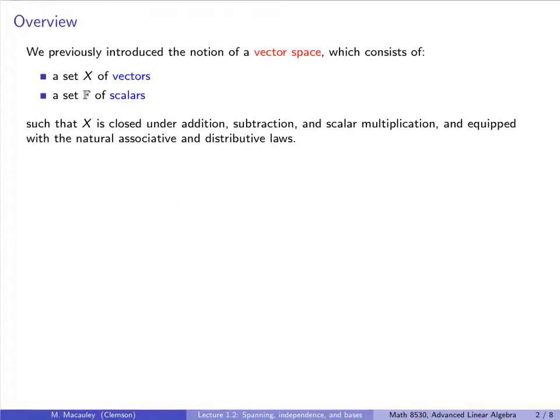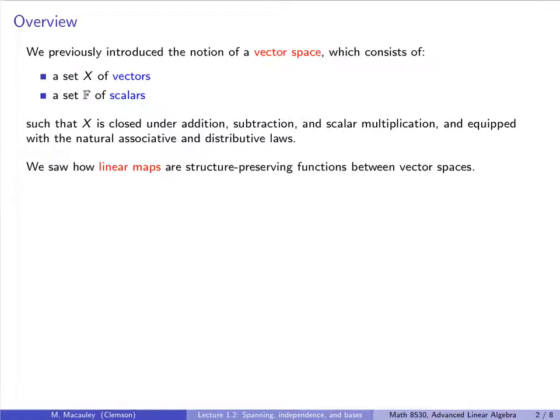We previously introduced the notion of a vector space, and this consists of a set X of vectors, a set F of scalars. We use F because it's a field. We can add, subtract, multiply, and divide. And then X, the space, is closed under addition, subtraction, and scalar multiplication. Though we don't really need subtraction, because when we have scalar multiplication, given a vector, we can get its negative, multiply by -1, and then just add that to something else. And then, of course, it's equipped with the natural associative and distributive laws that we normally take for granted.